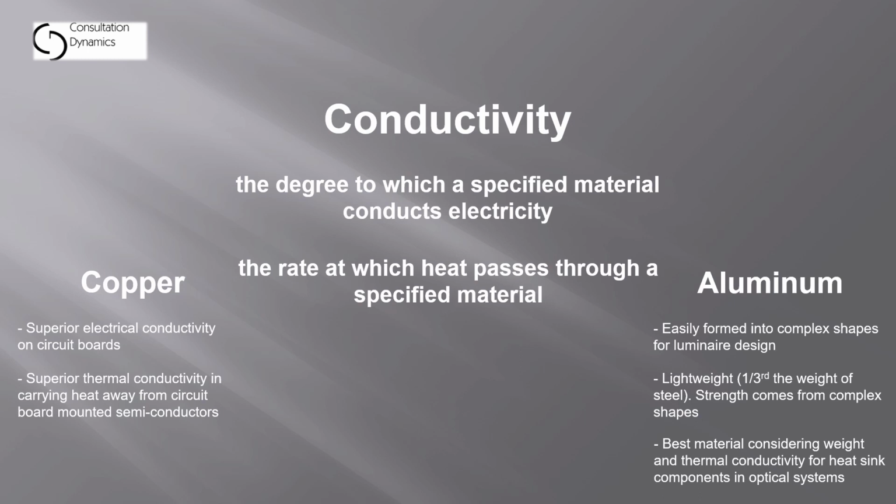And it's lightweight. It's 1/3 the weight of copper, as we said earlier, but it's also 1/3 the weight of steel. And so this means that when we look at the strength factor between aluminum and steel, we can get aluminum to be just as strong as steel if we form it properly with gussets and other support elements in there, but we don't have the penalty of the weight. We also get the benefit of having the thermal conductivity of aluminum to play with when it comes to the design of heat sinks. Its strength comes from the complexity of the shapes, but also it's the best material considering its weight and its thermal conductivity for heat-sinking components in optical systems.